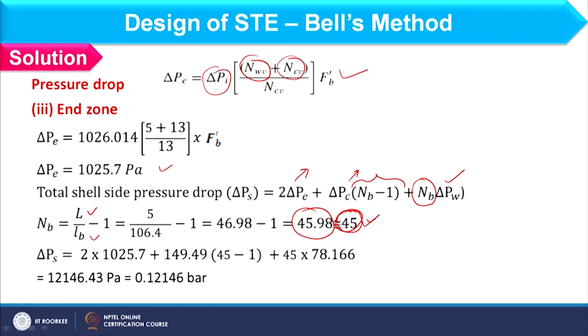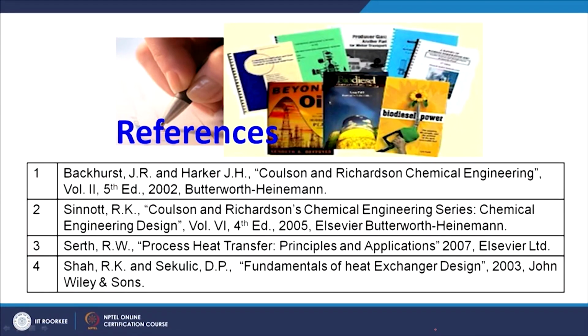Putting all these values in this expression, we can find out the total pressure drop on the shell side as 0.12146 bar, which is very much less than 1 bar, the permissible limit on the shell side if you read the example. In this way you can use Bell's method to design the shell and tube heat exchanger, and here you can find the references to study details about this method.